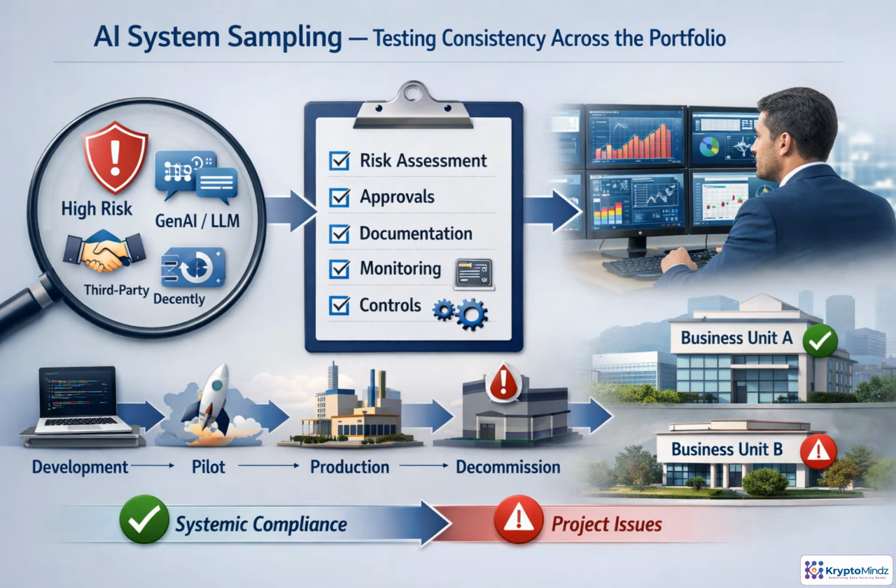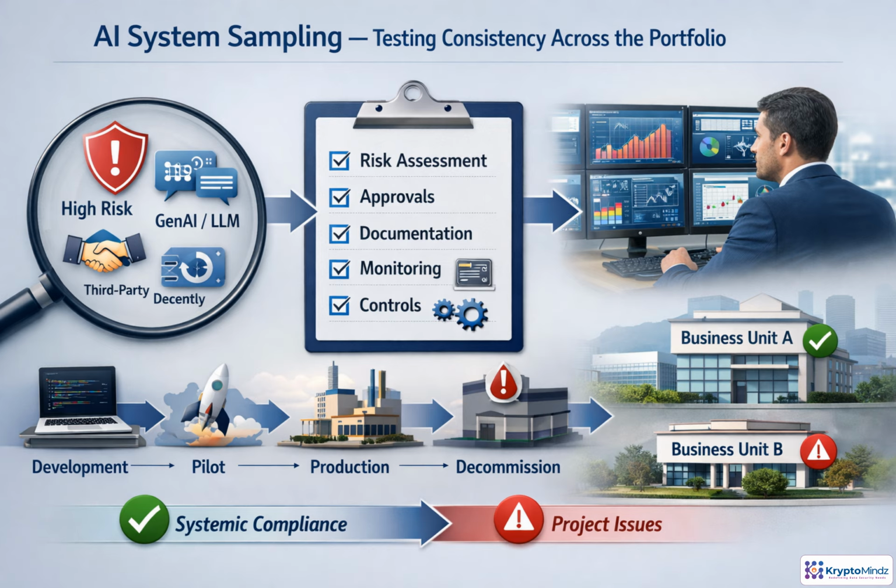Sampling proves the AIMS is not just working for one flagship project. Start from the AI inventory and choose a representative mix: high-risk systems, production-critical models, Gen AI or LLM use cases, third-party tools, and systems that recently changed. Include different lifecycle stages, from development through decommissioning. For each sample, test the same evidence set: risk assessment, approval, documentation, monitoring, and controls.